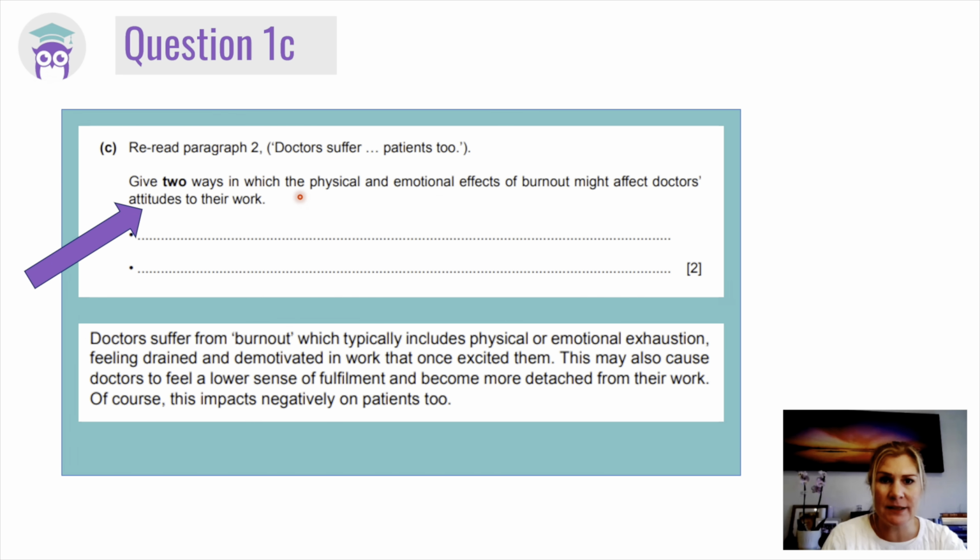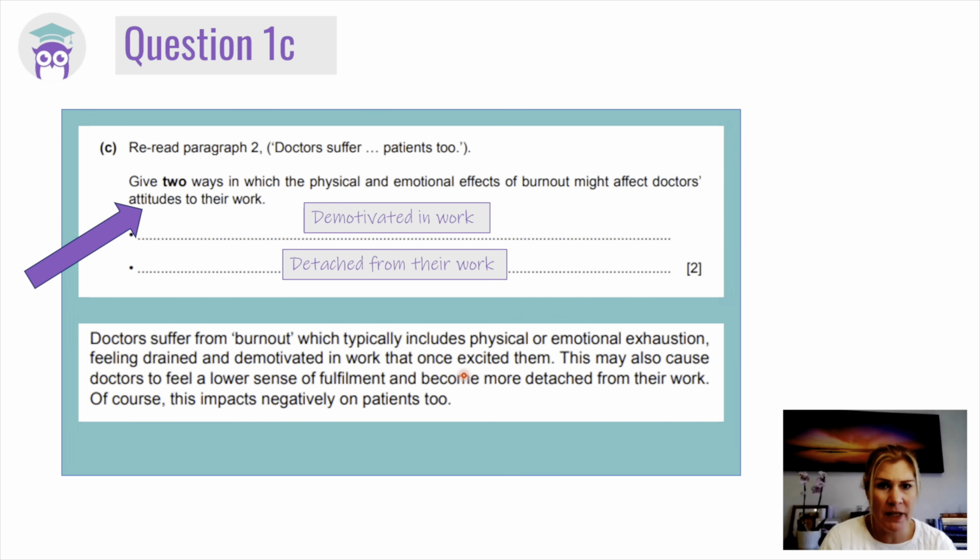It's not just give 2 ways that show physical and emotional effects. It's 2 ways in which the physical and emotional effects of burnout might affect doctors' attitudes to their work. So don't just leap to the first thing you see about physical and emotional effects. It's got to be about the attitudes to the work, okay? So for example, we could have here, demotivated in work that once excited them, and we could have here, detached from their work. You could have also had lower sense of fulfillment.